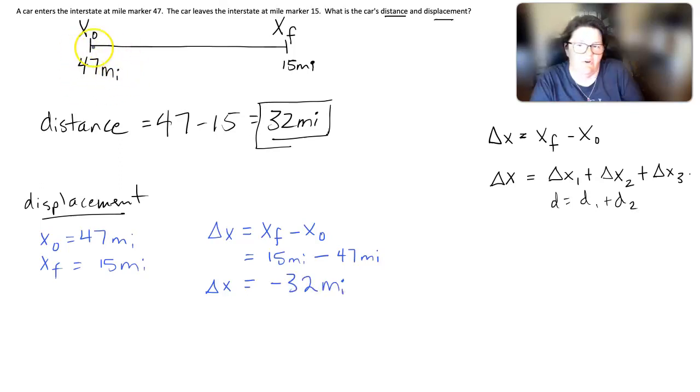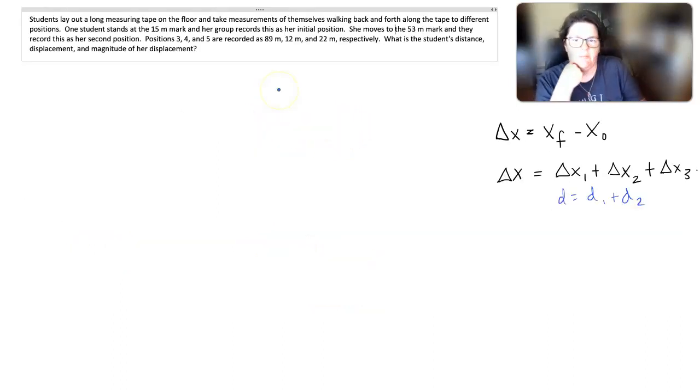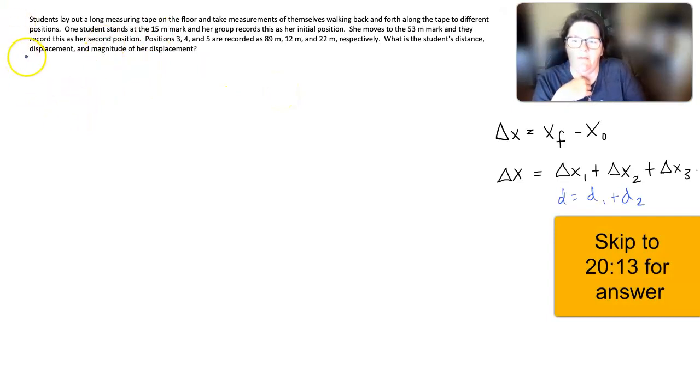Since she was starting out at a bigger number and went to a little number, essentially she was going in the negative direction. So her displacement was negative 32 miles. That negative just means she was going in the negative direction. She was going down in numbers. Notice that this is straight line motion. She wasn't going back and forth. And so the distance and displacement have the same magnitude. They're both 32. But this displacement also has direction, so negative 32. Whereas the distance didn't. It was scalar. It just was 32. So the final problem I'm going to work for you, let's go ahead and read it.